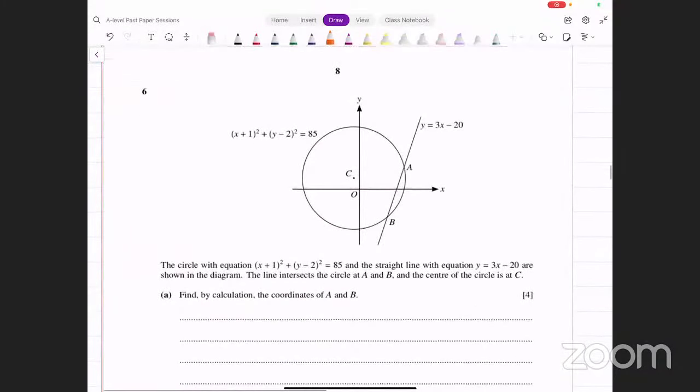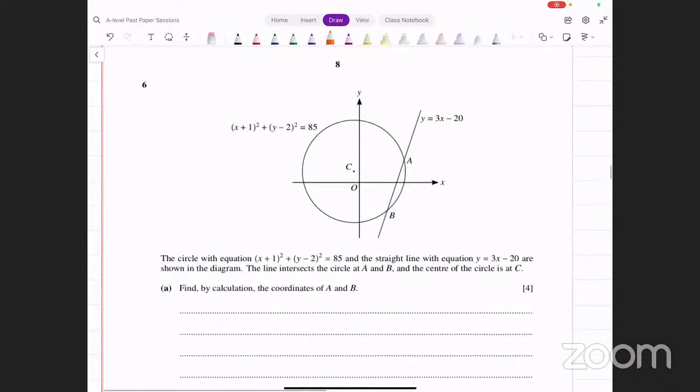This is question number 6. Now we've got a circle here: (x plus 1) whole square plus (y minus 2) whole square equals 85. इसने आपको एक circle की equation दी हुई है. We have a straight line that has this equation. You can see that as well. They're shown in the diagram. The line intersects the circle at A and B. So you've got these 2 points where the line intersects the circle. And the center of the circle is at C. Okay, so ये भी आपका center नजर आ रहा है.